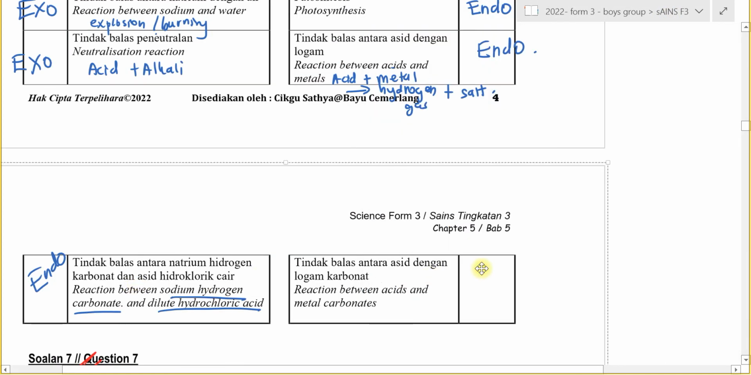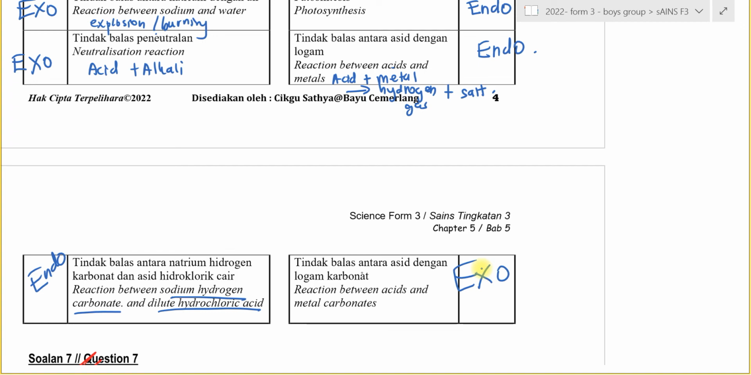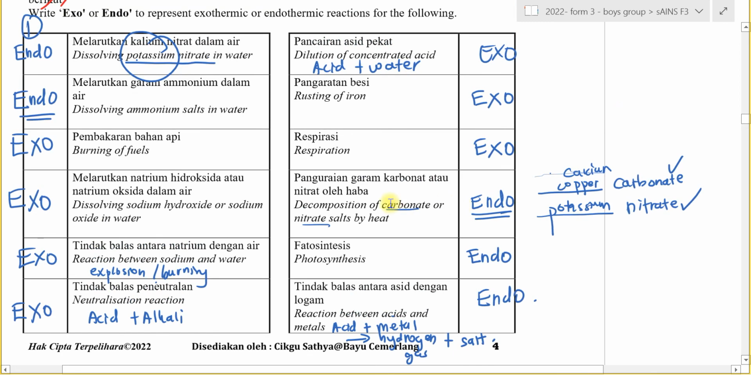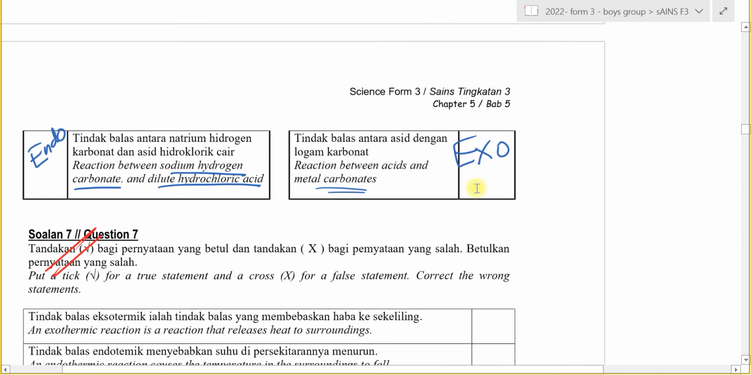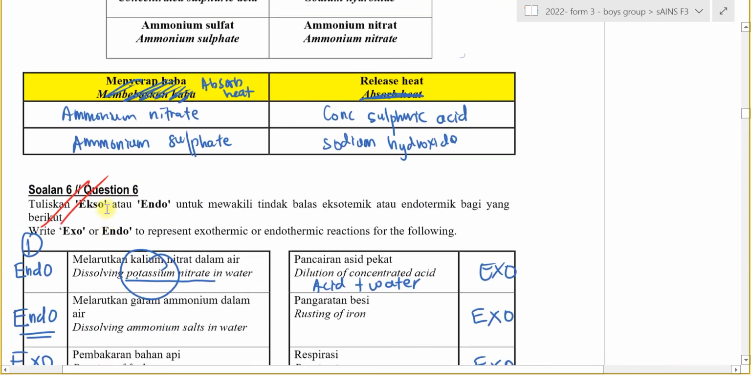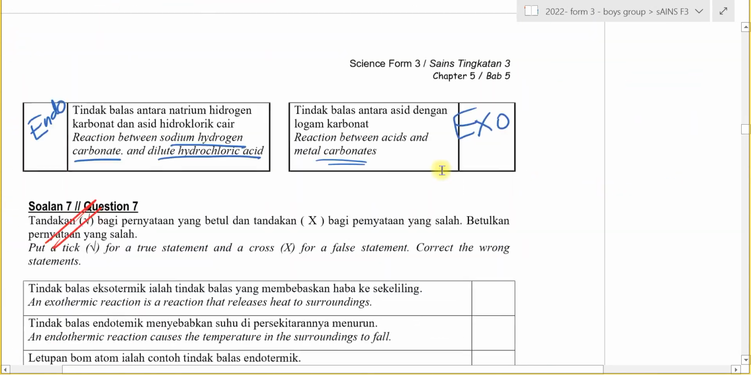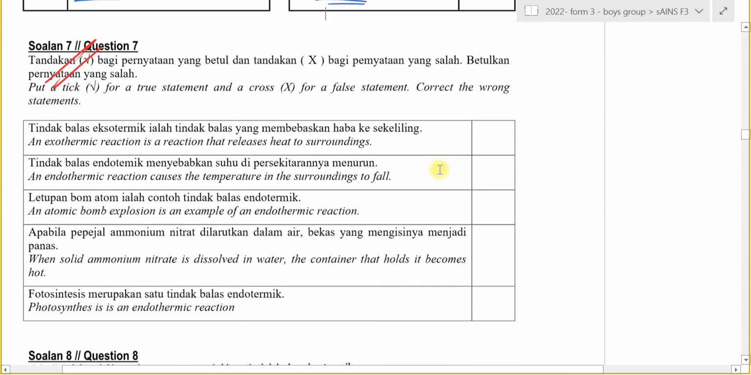Okay, and one more. Reactions between acid and metal carbonates. Anything related with acid is exo. But you got metal carbonate here, yes. This one is combined with acid. The other one, you straight away take the salt, heat it directly, not mixed with anything. That's the difference. Okay, this is exo. You read question 6, that's enough. You already know what is endo, what is exo. Okay, thank you. Question 7.